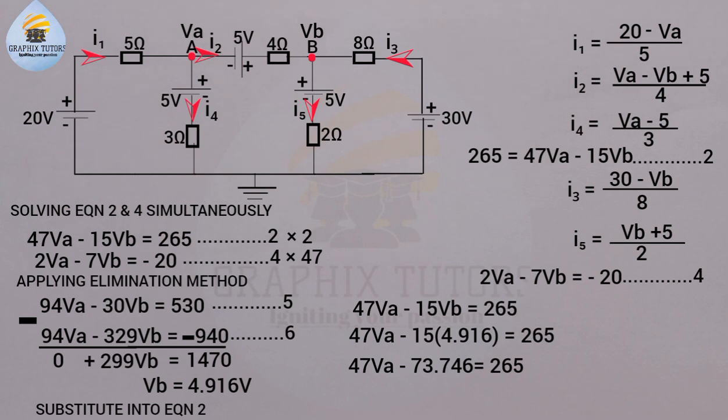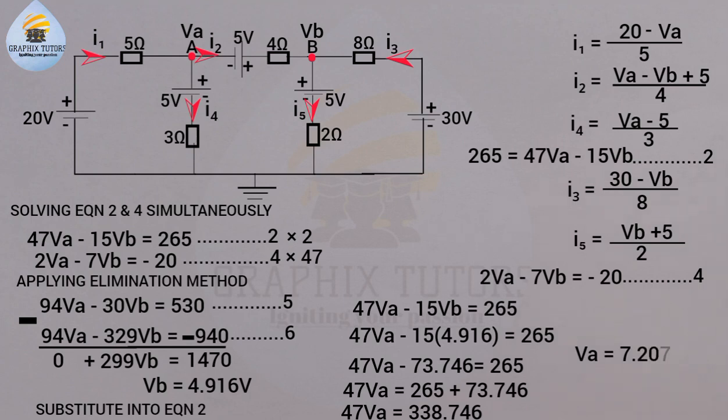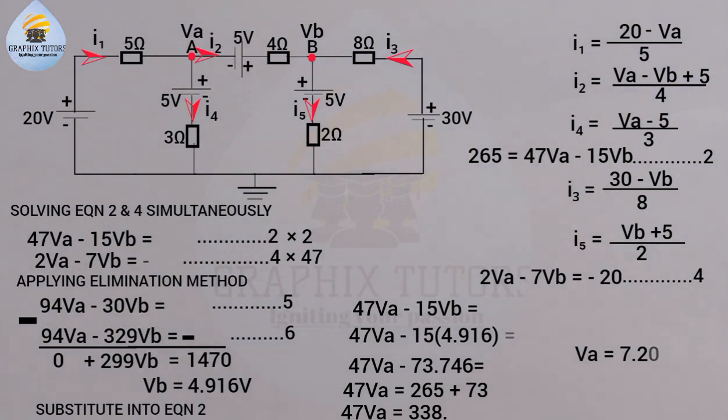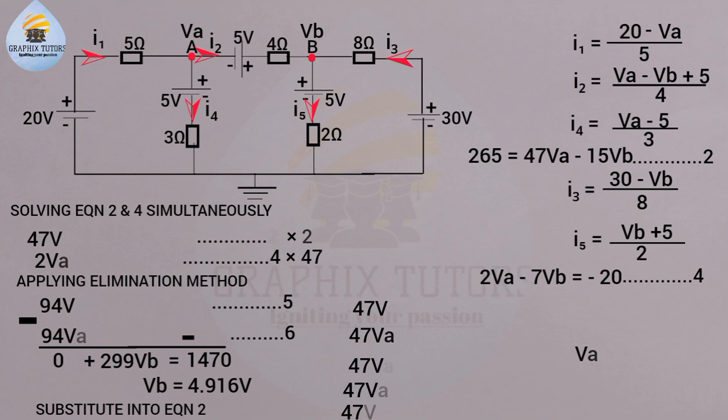Now I'll be having 47 VA. If I take minus 73.746 to the right hand side, I'll be having 265 plus 73.746, and 47 VA will now give us 338.746. So my VA will now be equals to 338.746 divided by 47. So VA will now be equals to 7.207 volts. So the node voltage at A is 7.207, and the node voltage at B is 4.916. Is that okay now? So this is what we have here.